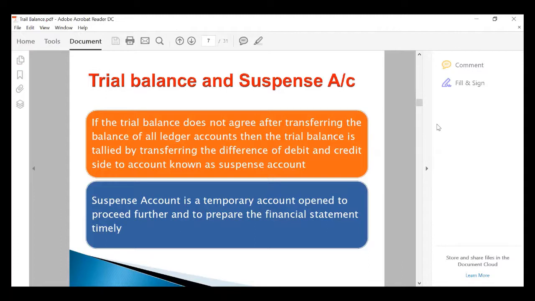So what we learned now: trial balance is nothing but a listing of all debit balances and all credit balances to check arithmetical accuracy. If the trial balance is not tallied, whatever the difference is should be transferred to the suspense account. Suspense account is a temporary account.